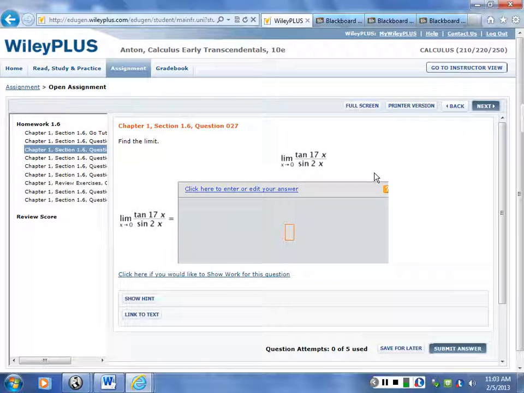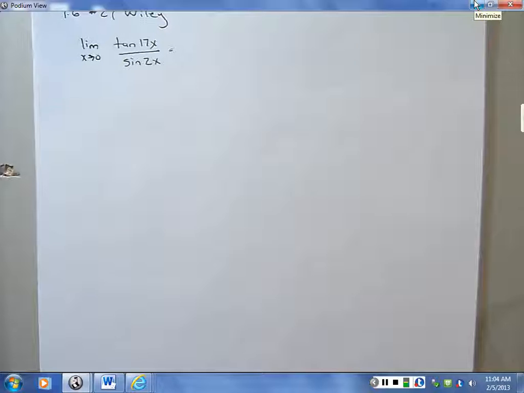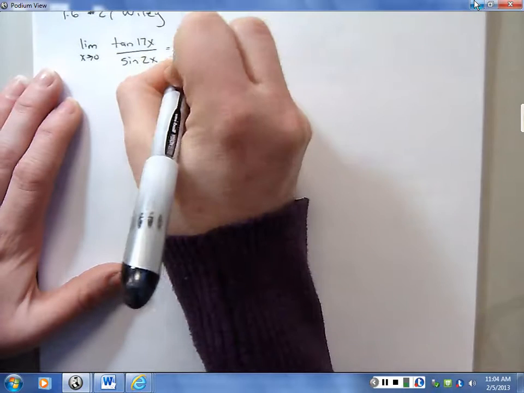So let's look at this example. This is number 27, 1.6. So today is the 5th. 1.6, number 27 on Wiley. We have the limit as x goes to 0 of tangent of 17x over sine of 2x. If you guess 17 over 2, you'd be correct, but on an exam, on the final exam, on quizzes, you need to show why the answer is 17 over 2. So I could rewrite this.